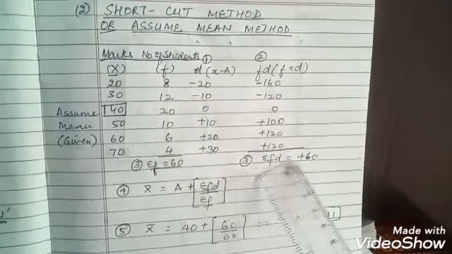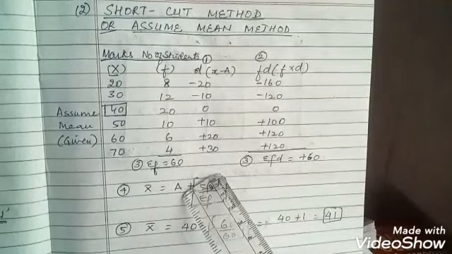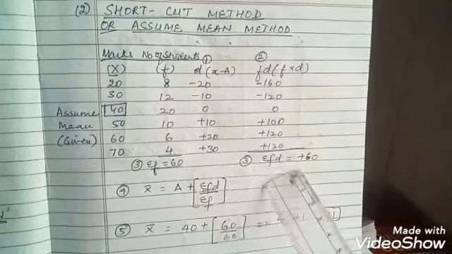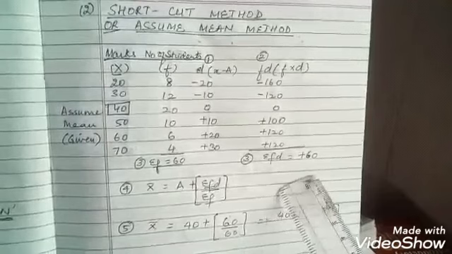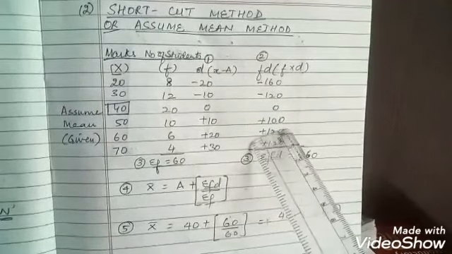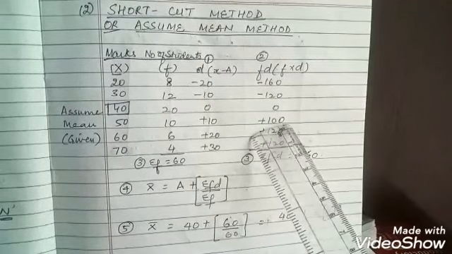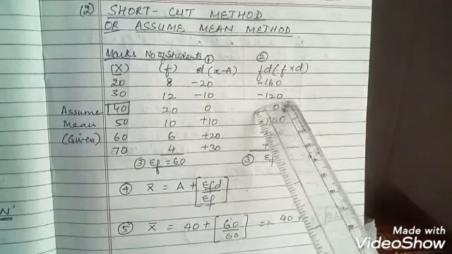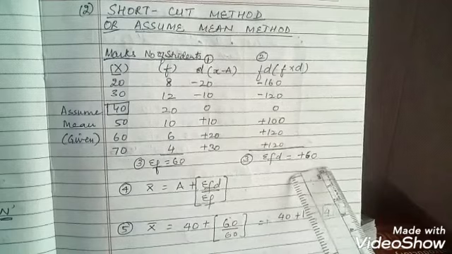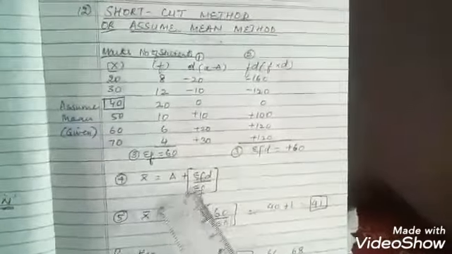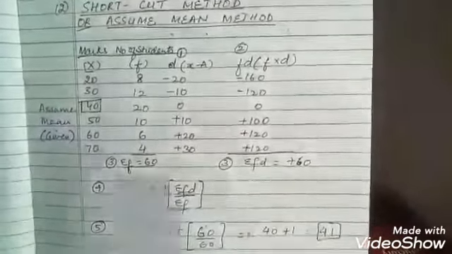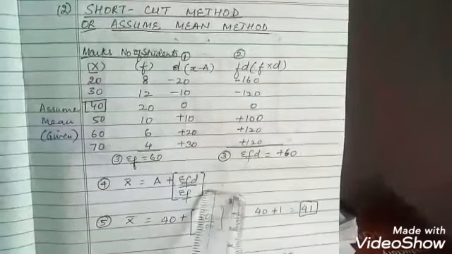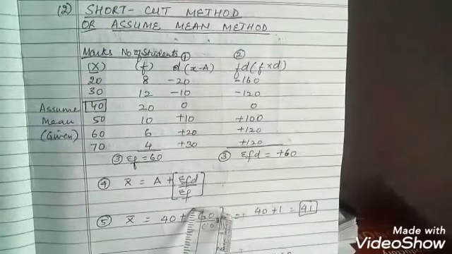So your third step will be to find the summation of f, that is 60, and summation of fd, which is again 60. 240 plus 100, 340. 340 minus 280. You get plus 60. The fourth step is you will use the formula. The formula is x bar is equal to a plus sigma fd upon sigma f.